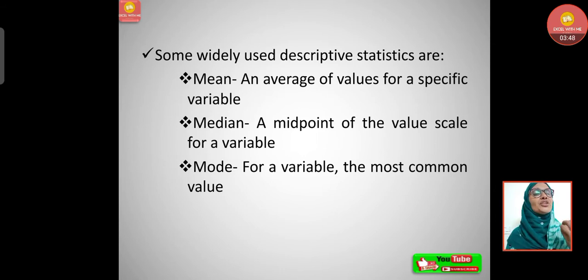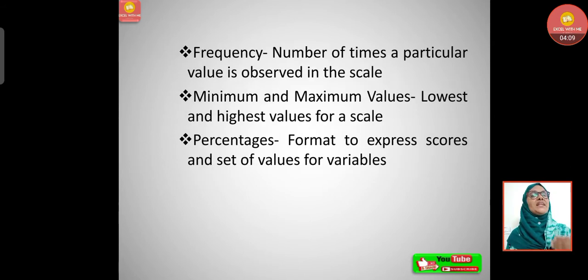Obviously, these are the measures of central tendency which are very important, and mean means an average of values for a specific variable. Then median, a midpoint of the value scale for a variable. Then mode, for a variable the most common value. Then comes frequency, that is the number of times a particular value is observed in the scale. Then minimum and maximum values, that is lowest and highest values for a scale. Then percentages, a format to express scores and sets of values for variables.